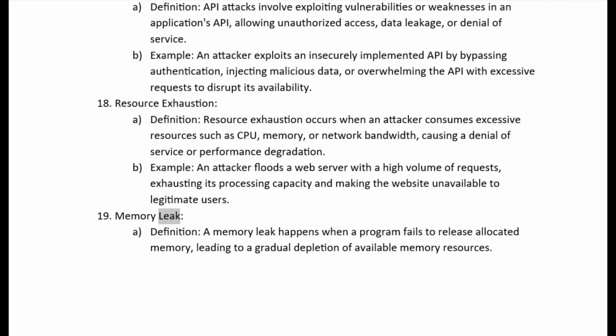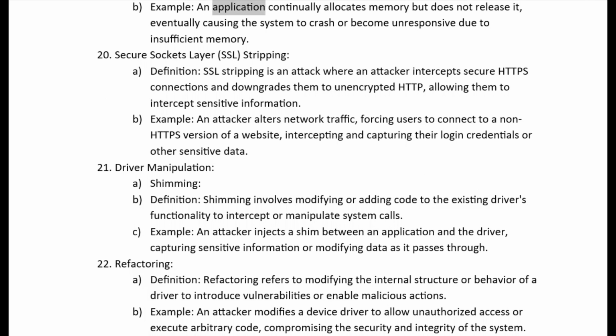Memory leak. Definition: a memory leak happens when a program fails to release allocated memory, leading to a gradual depletion of available memory resources. Example: an application continually allocates memory but does not release it, eventually causing the system to crash or become unresponsive due to insufficient memory.